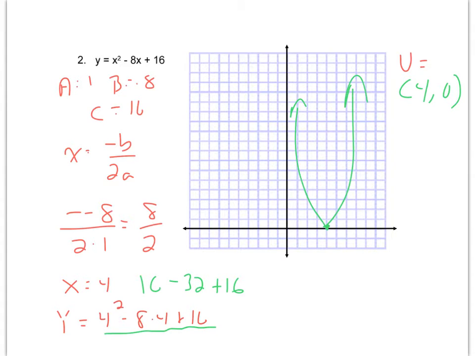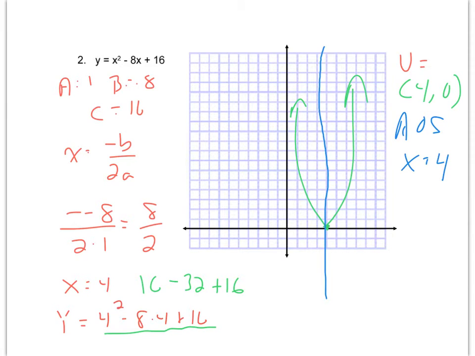Okay. My axis of symmetry, of course, is the x value that passes through the vertex. So it's going to be this vertical line right here. My axis of symmetry is going to be x equals 4.